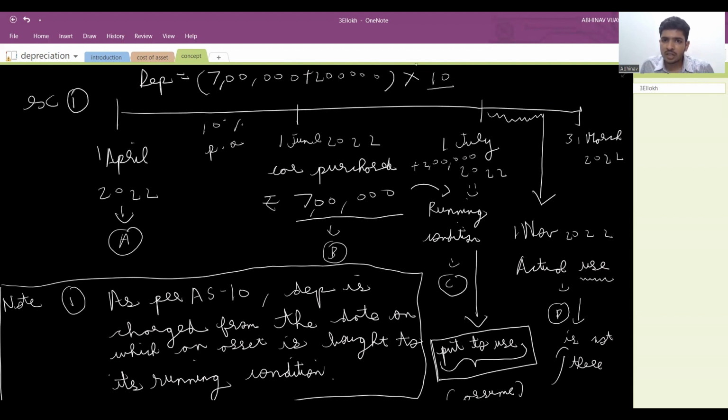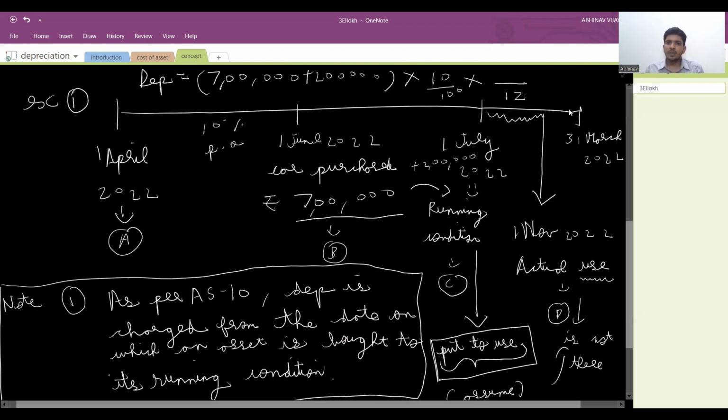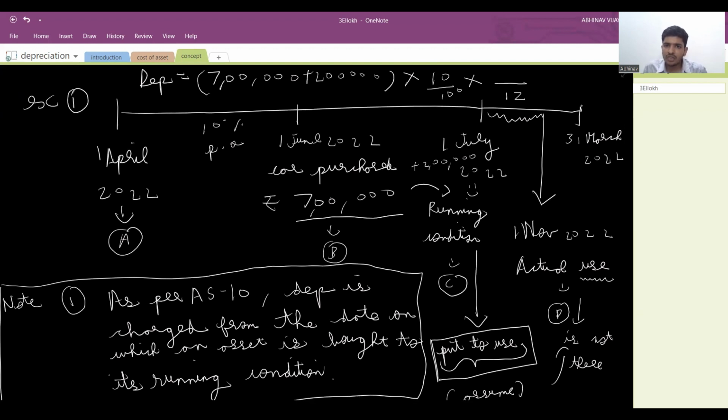So 10% into what? Into 12? No, it's not into 12. 10% per annum. Whenever I say per annum, you have to divide it by 12, that is, divided by the number of months for which depreciation will be charged. And I'm telling you depreciation will be charged from 1st July, that is from running condition. So from 1st July to 31st March: July, August, September, October, November, December, Jan, Feb, March. 9 months.